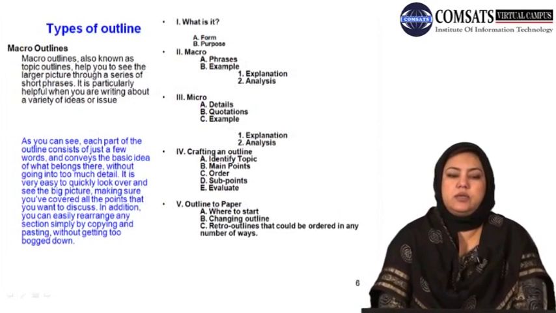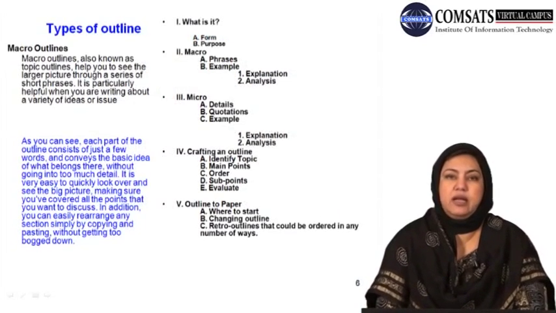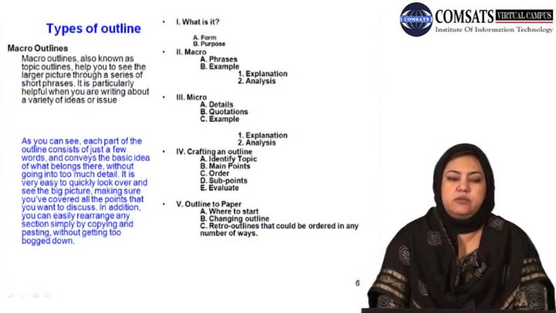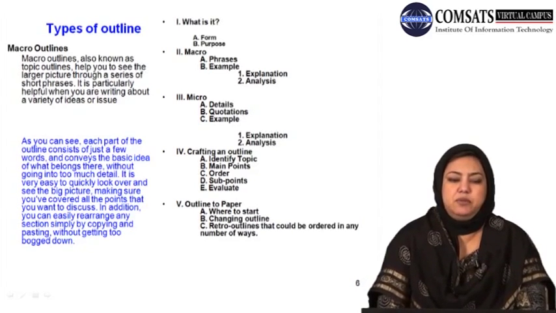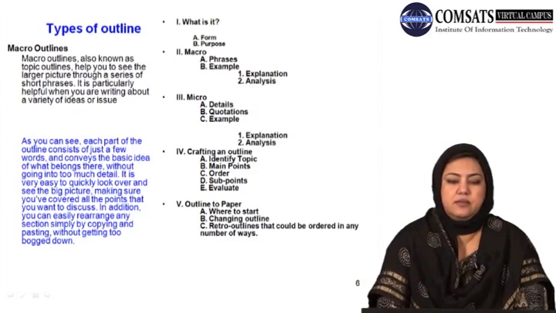With this, I move towards the major types of outlines. There are mainly 2 types of outlines that I would like to share with you. The first type is macro outlines. Macro outlines are also known as topic outlines. Some people call them topic outlines. They help to see the larger picture through a series of shorter phrases.